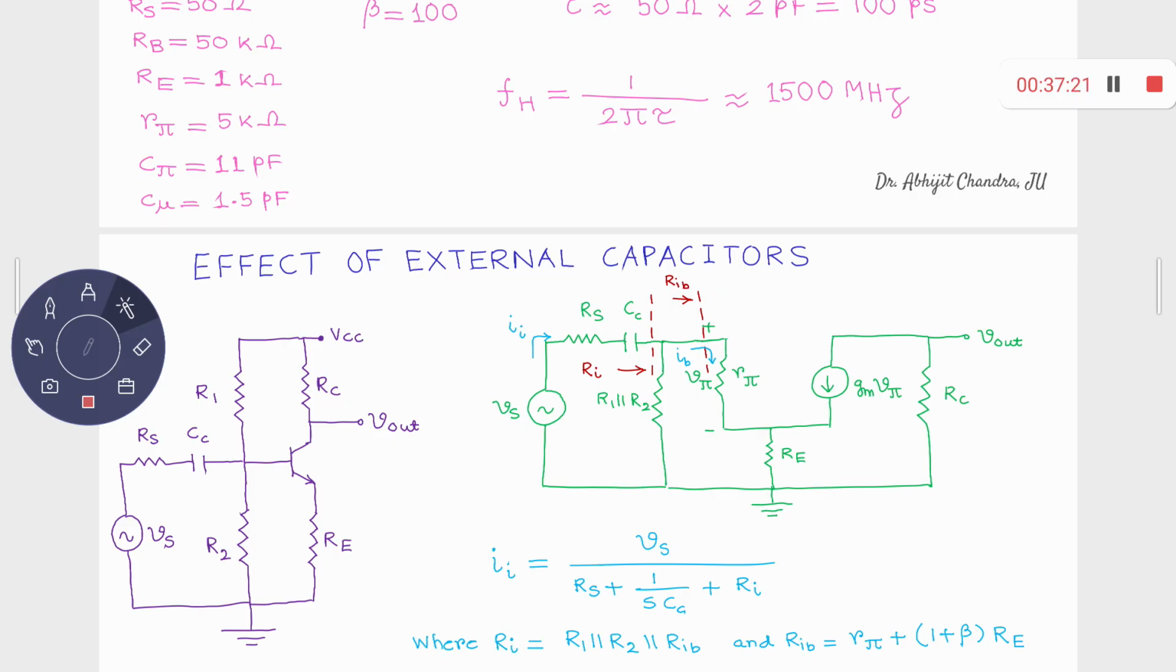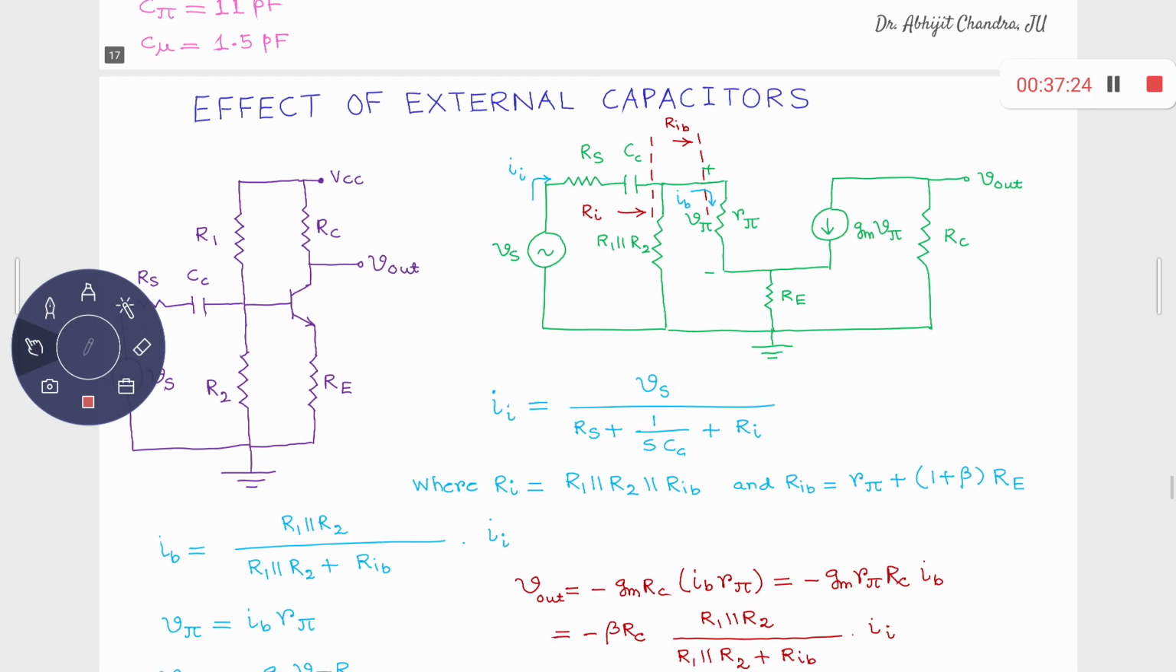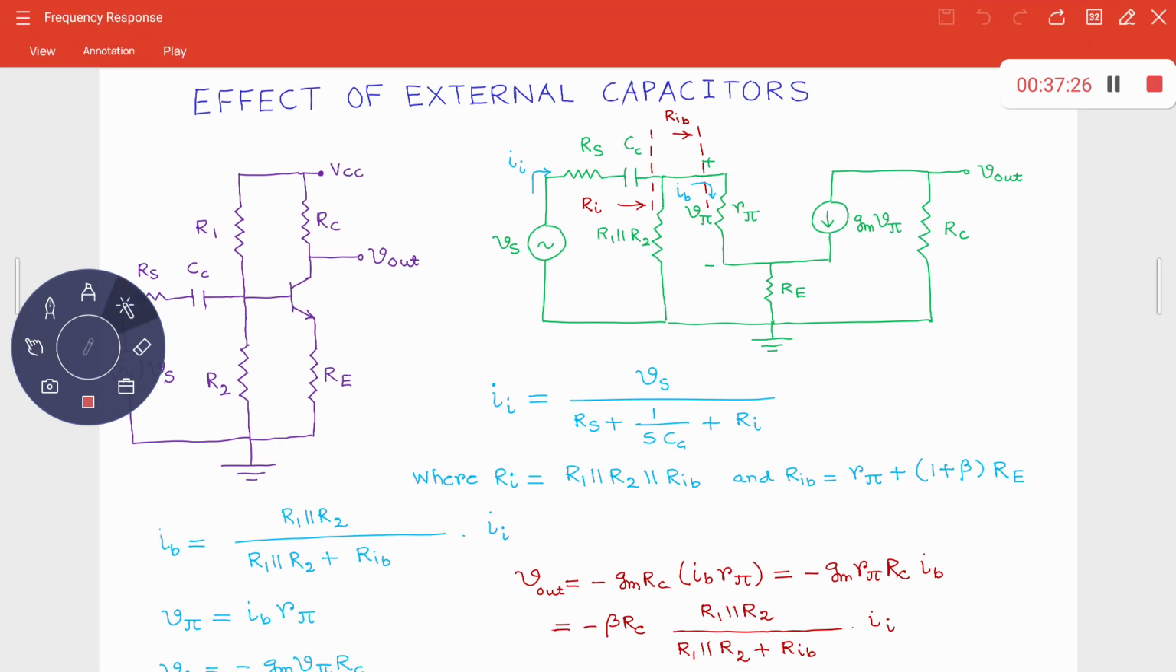Anyway, if I just once again do this calculation, this current Ii is the total current being supplied by the signal source. This is nothing but the voltage, that is Vs, upon the total impedance. So what is the total impedance over there? Suppose RS is given. This is CC. Accordingly, 1 upon sCC will be the reactance provided by this capacitor. And then looking at this point, if this resistance is Ri, then the total is Rs plus 1 upon sCC plus Ri. Right?